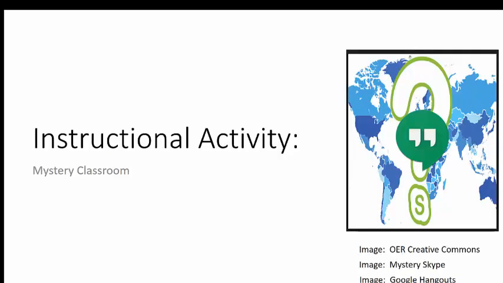Our instructional activity for this module is known as Mystery Classroom. Mystery Classroom is a critical thinking activity that allows your class to interview another class somewhere else in the world. The goal of this challenge is to guess the other school's location before they guess yours. Students engage in this activity by asking yes or no questions. Once the location is revealed, each class then becomes visible to the other class.